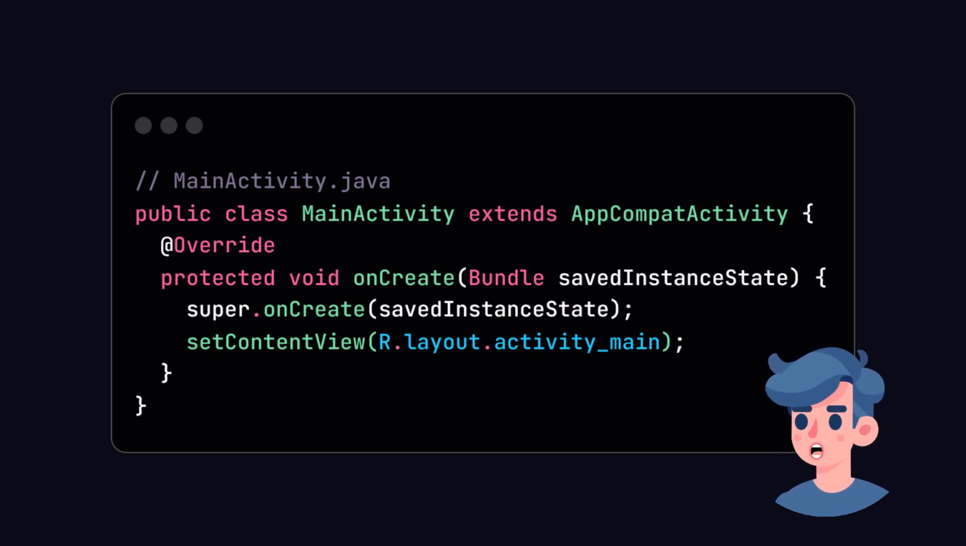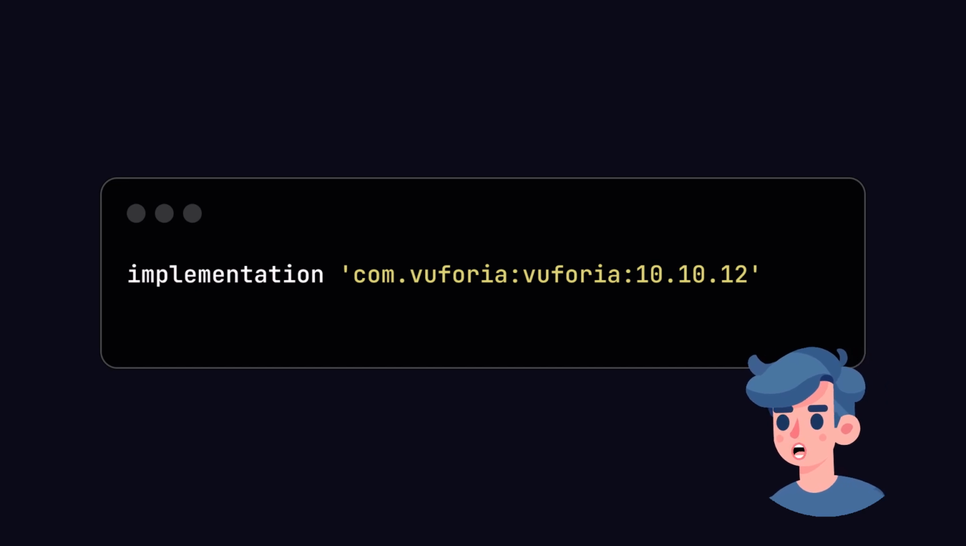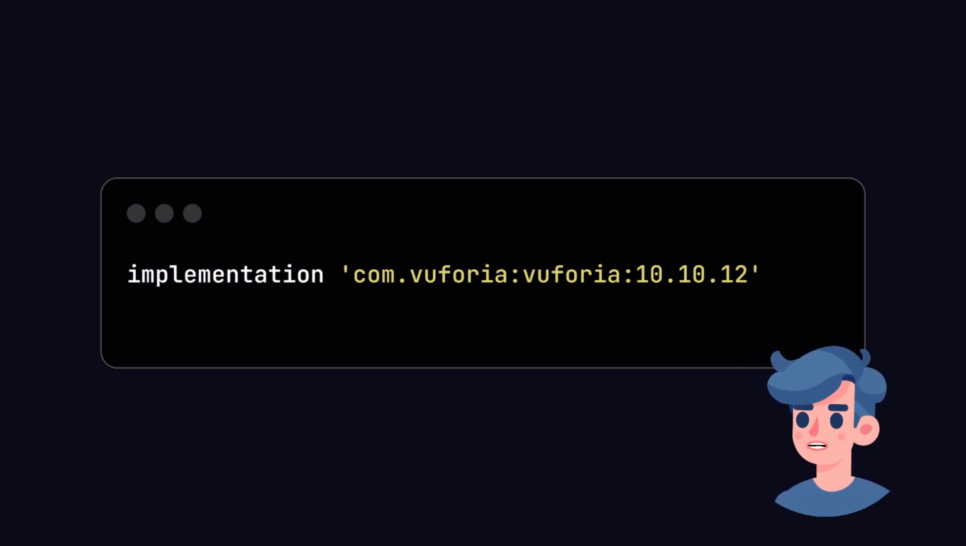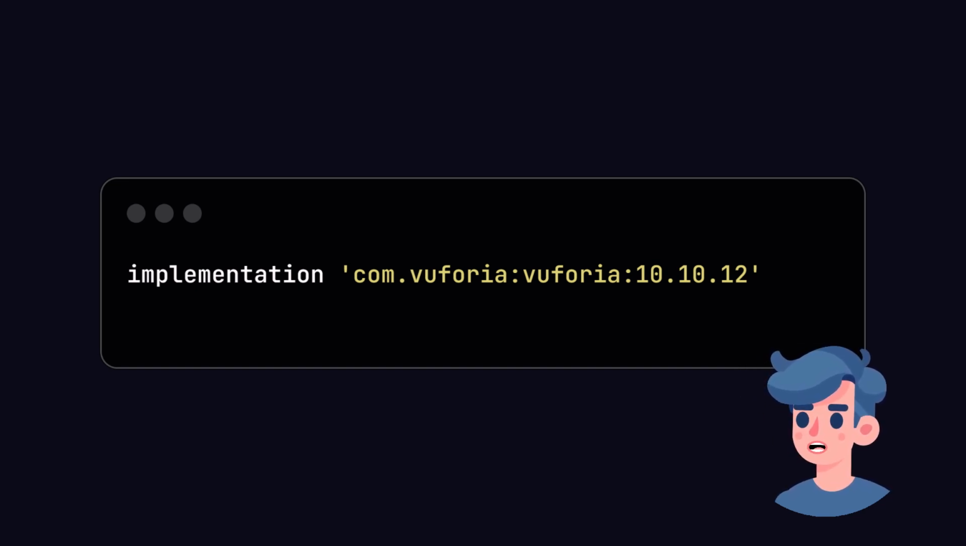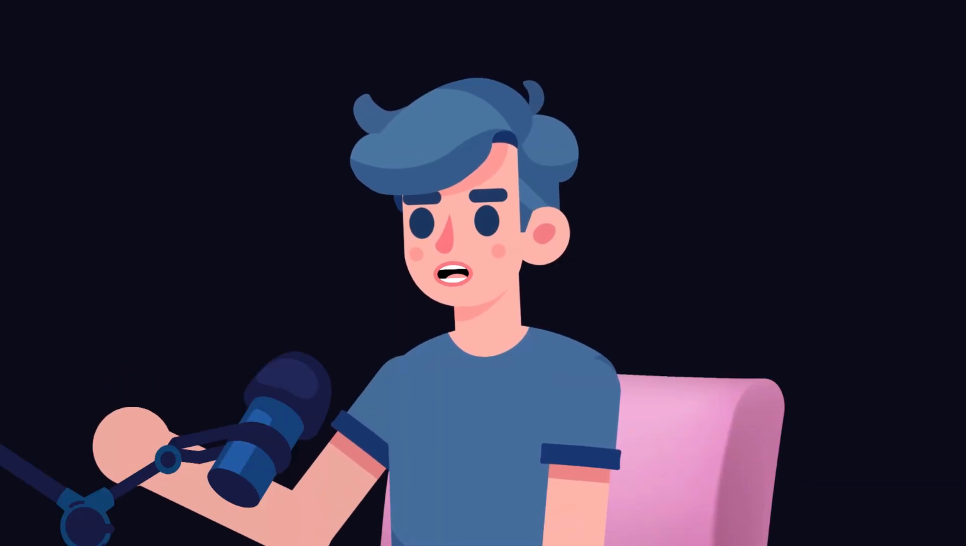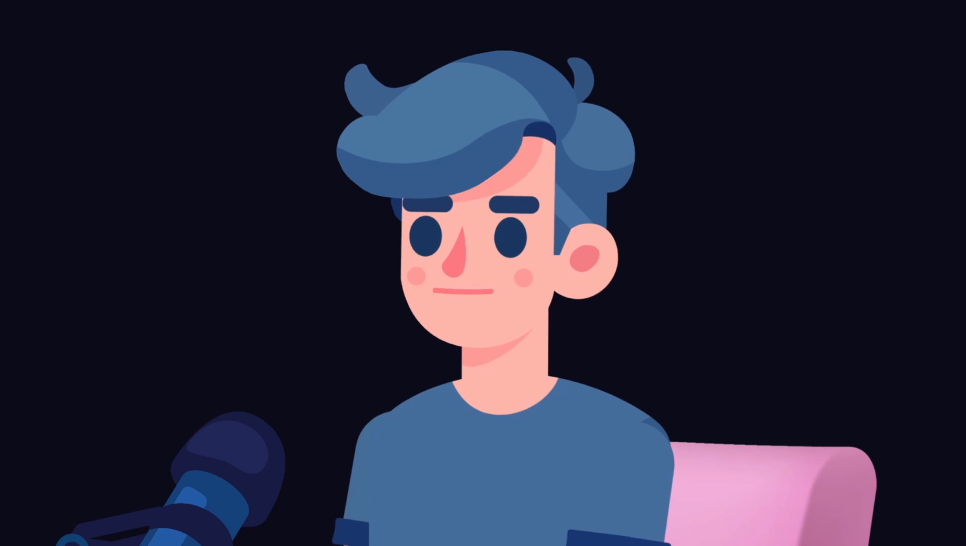Now, let's prepare our project for Vuforia integration. In your project, we'll need to add the Vuforia SDK as a dependency. Open the build.gradle file located under App and add the following lines in the dependencies section. This ensures that our project can reference Vuforia capabilities. Sync the project after adding the dependency. This may take a few moments, depending on your internet connection.